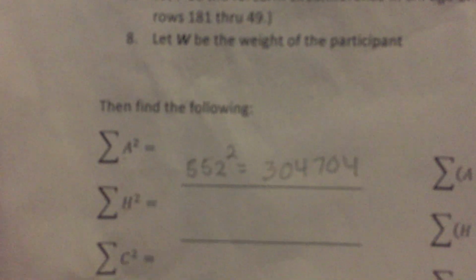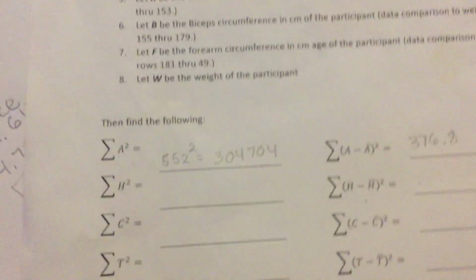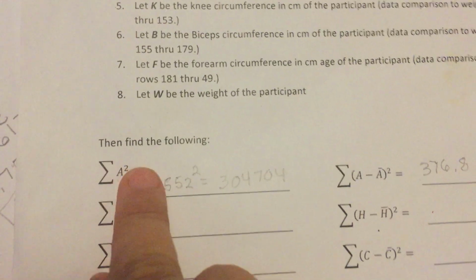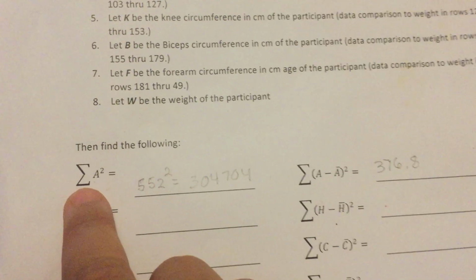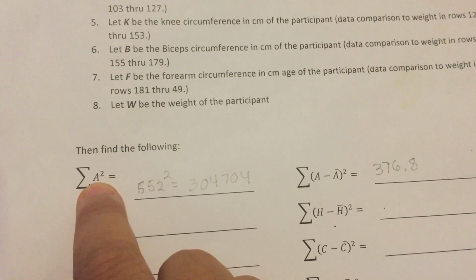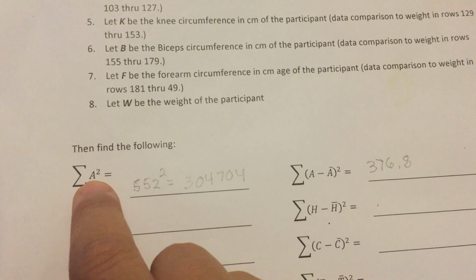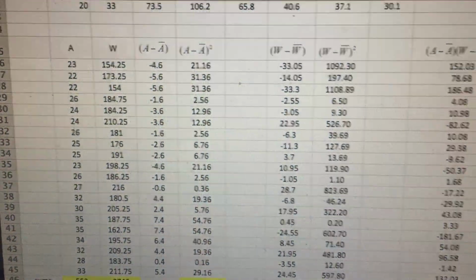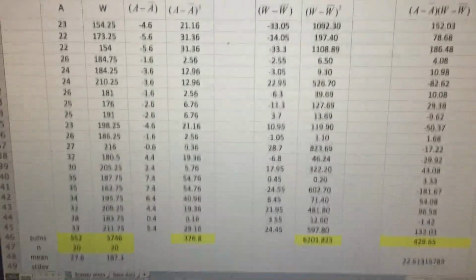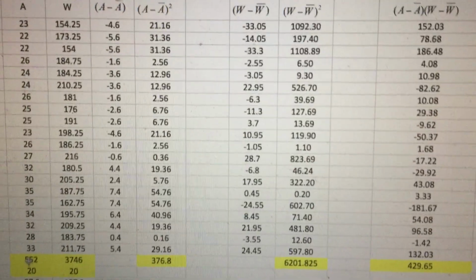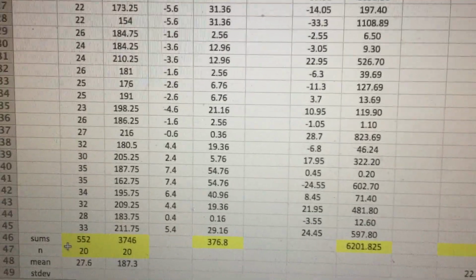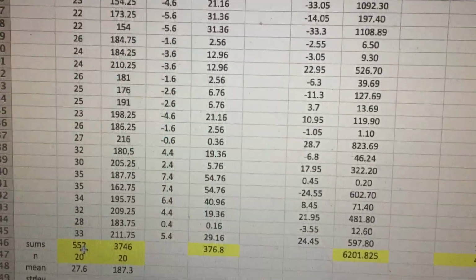That very first part right here, we've got the sigma. Sigma means we're going to add it all up. We're going to add everything that has to do with age, all of those age numbers. Where is that? Right here. So all those numbers, what is the sum of it? The sum of all these ages is 552.